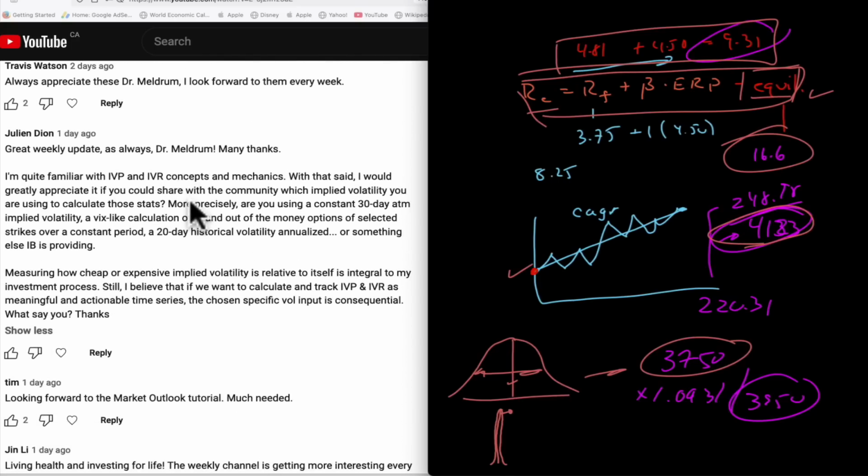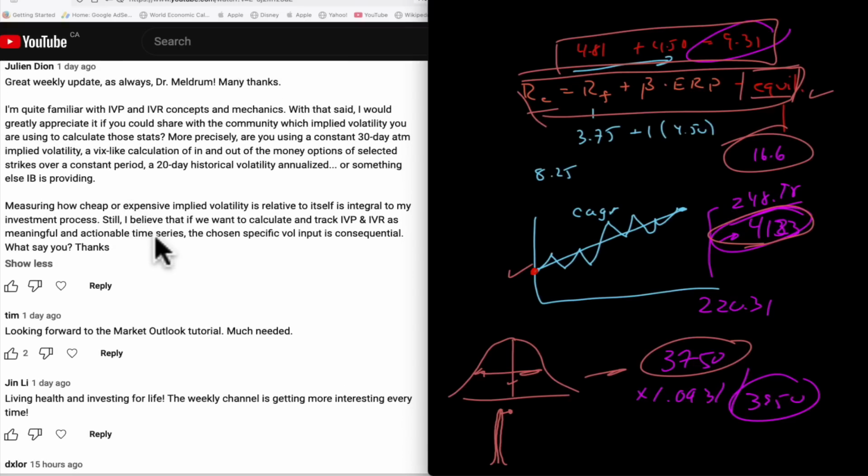I'm quite familiar with IVP and IVR. With that said, I would greatly appreciate if you could share with the community which implied volatility you are using to calculate those stats. I don't calculate those stats. IB does it for me. You just select what you want shown in your options chain screen, and it gives you that information. It is an at-the-money 30-day implied volatility, the same way that the VIX is calculated. You've mentioned in the first term, measuring how cheap or expensive implied volatility is relative to itself is integral to my investment process. Yeah, so I don't do that.